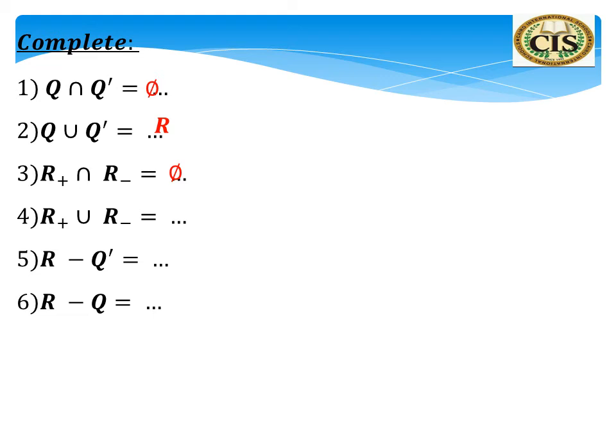And R positive union R negative equals R except 0, which equals R minus 0. R minus 0 is called R star. What does R star mean? It means R except 0. R minus Q dash equals Q, and R minus Q equals Q dash.